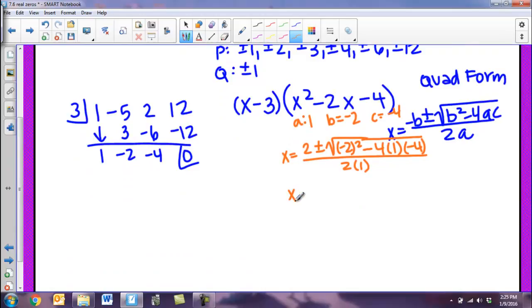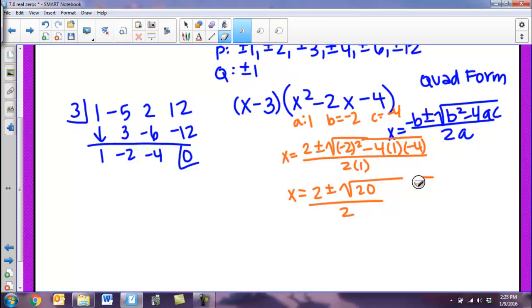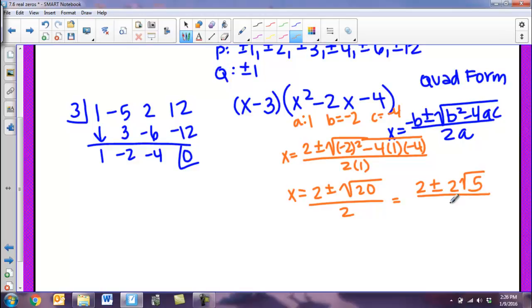So this is x equals 2 plus or minus the square root. We'd have 4 and then plus 16 because those 2 would go away. So 4 plus 16 is 20 all over 2. I made that line way too long. And then you go ahead and you simplify this down a little bit. And so I know that the square root of 20 can simplify. If I simplify that radical down, that would be 2 times the square root of 5.